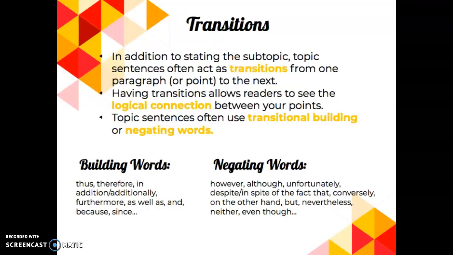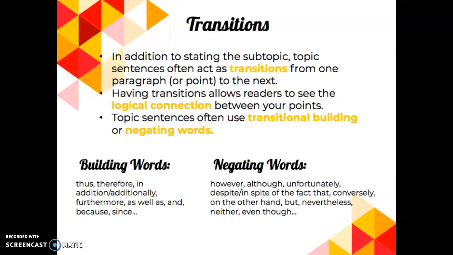While topic sentences help define what each paragraph will talk about, transitions make sure that the flow from each idea to the next proceeds smoothly and in a logical way. In other words, papers without transitions often feel choppy and hard to read or see the connection between ideas. In addition to stating the subtopic, topic sentences often act as transitions from one paragraph to the next, allowing readers to see the logical connection between your points.